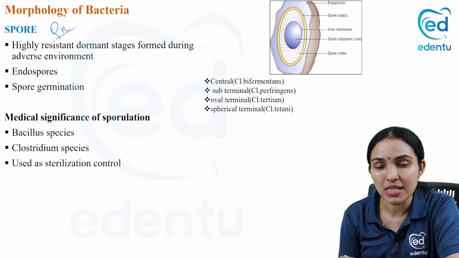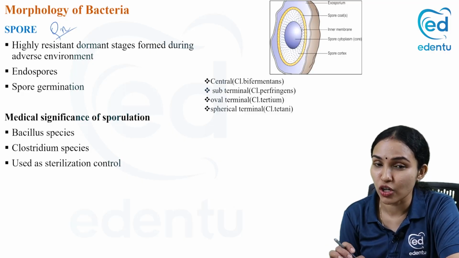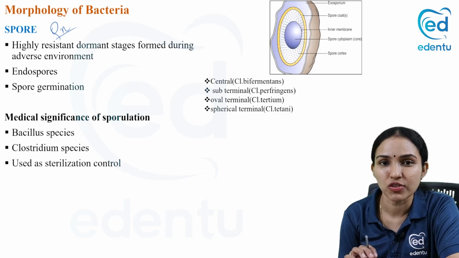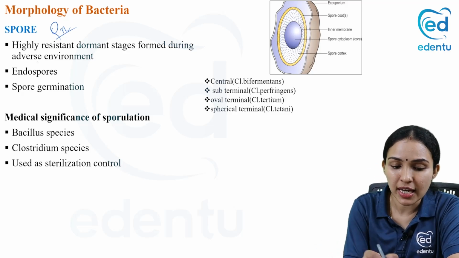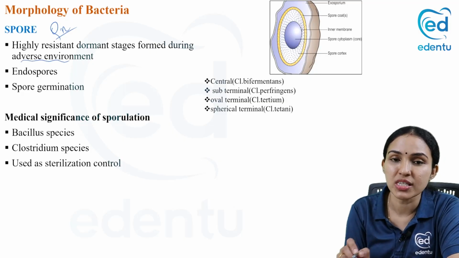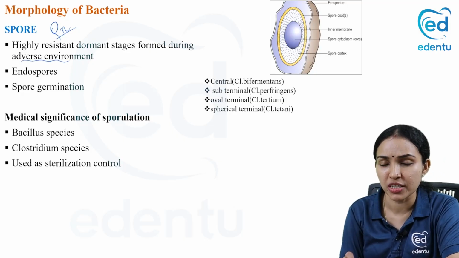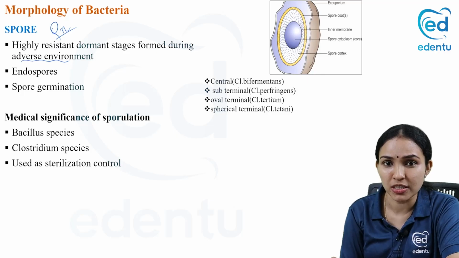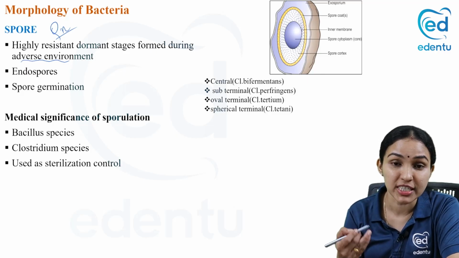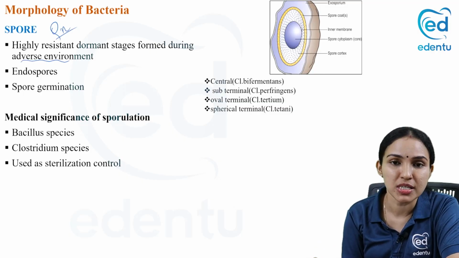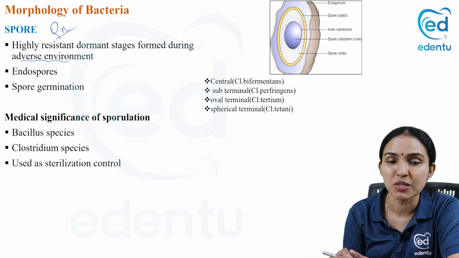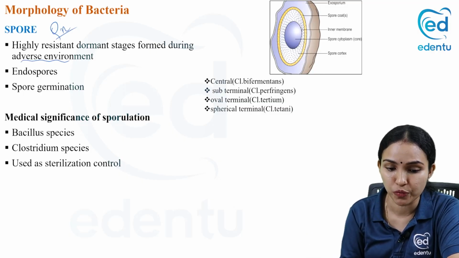So it's a very resistant dormant stage. Dormant stage means in the spore stage there is no replication. Bacteria will remain dormant, and it happens only during adverse environments like depletion of nutrients, toxin formation, toxic product accumulation. If it doesn't get sufficient nutrients and if there is presence of toxins or other factors, these bacteria will convert to the spore form.